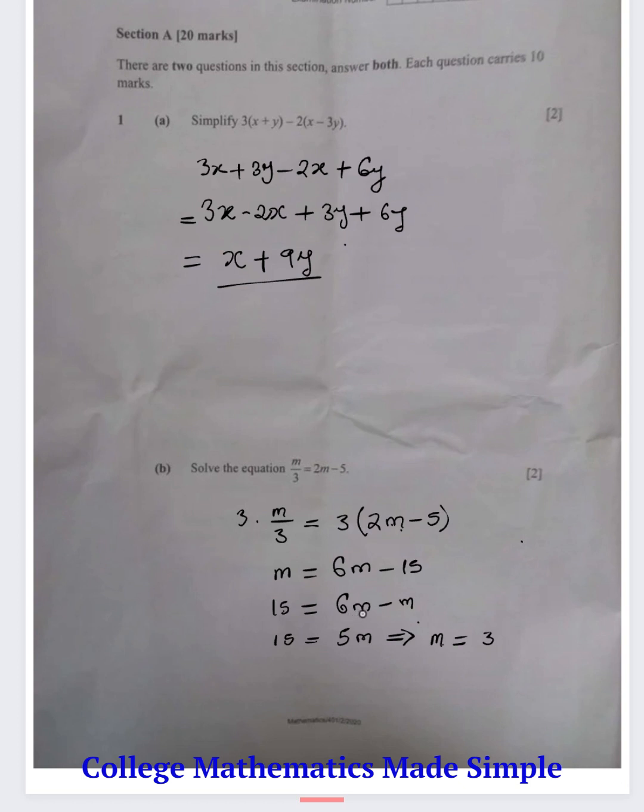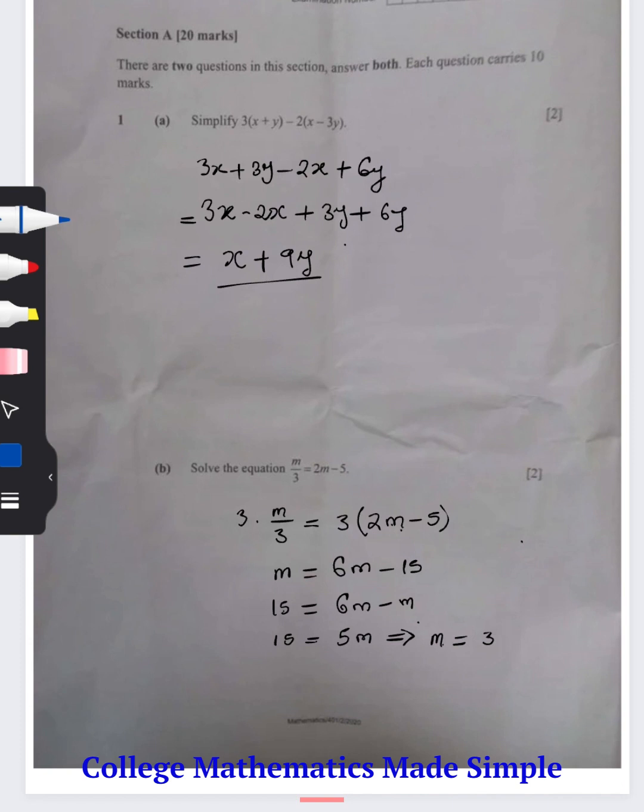So this is 6m minus m, which is 5m, and I add both sides of this equation by 15 so that I have 15 this side and this is 0. So this is 15 is equal to 5m. I divide throughout by 5, even this side by 5, so that m is equal to 3.